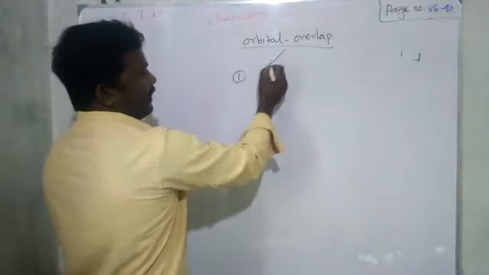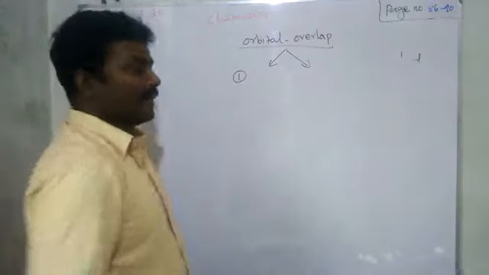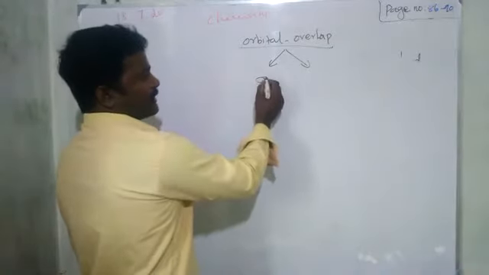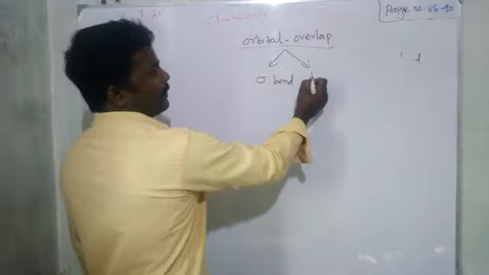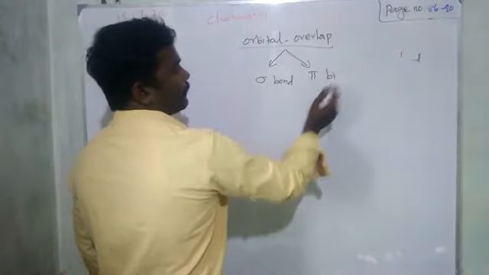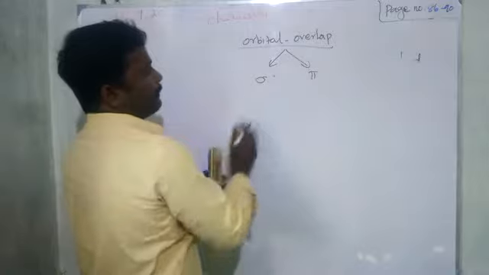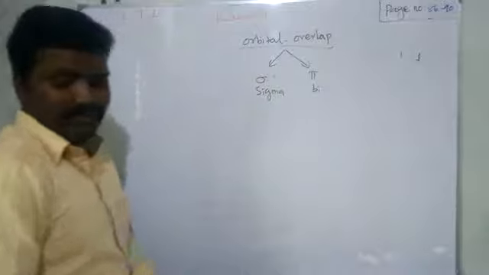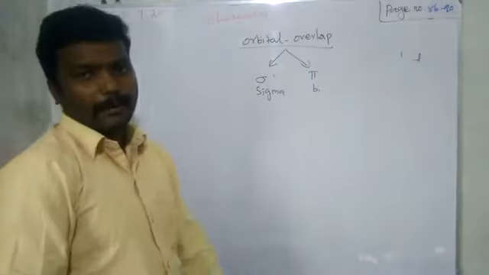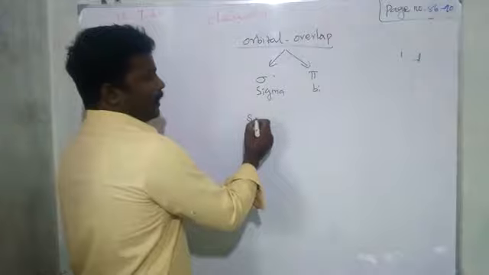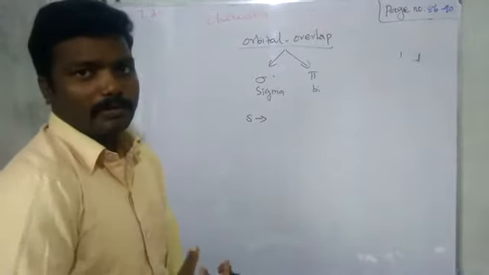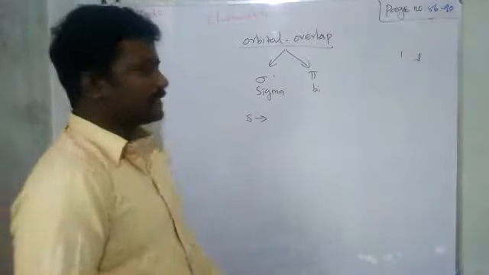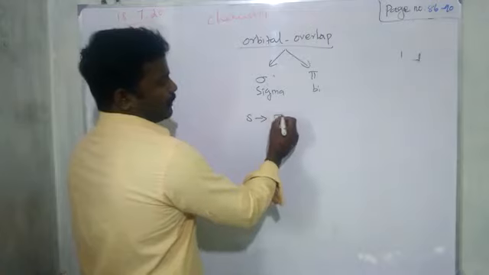Based on the overlap, we will divide into two. Based on the overlapping, the bond may be of two types. What are the two types? One is sigma bond, another one is pi bond. Sigma, pi. Right? So when will we get sigma bond, and when will we get pi bond? S orbital always produces sigma bond. Wherever we are getting the overlapping of s orbital, it will produce sigma bond.